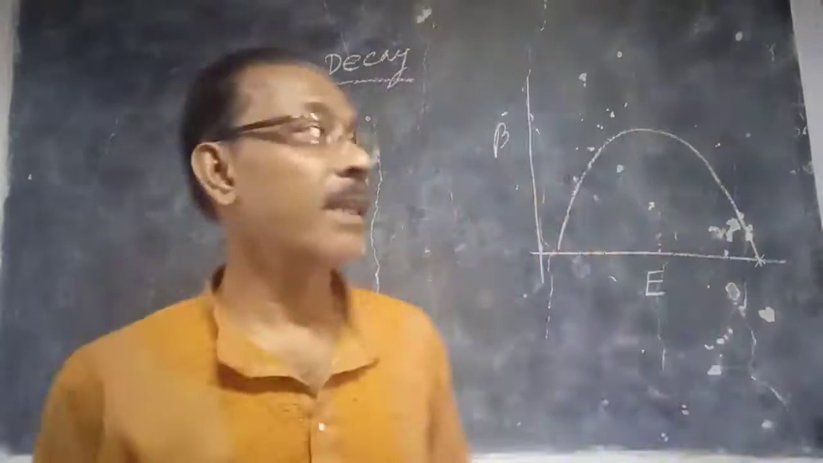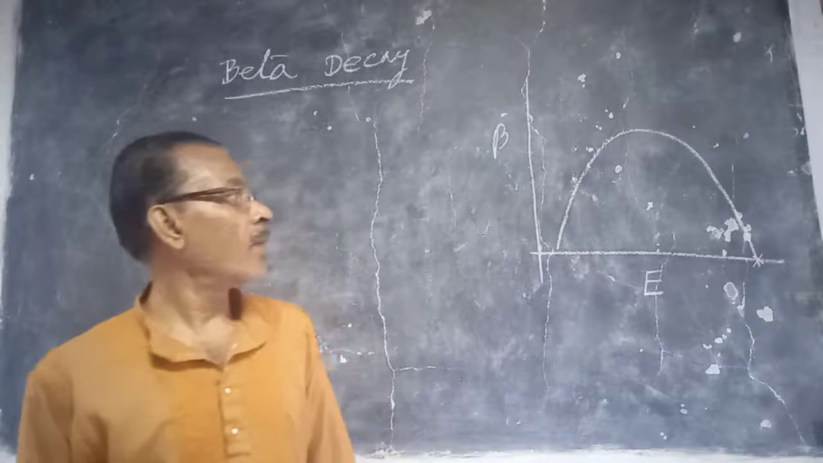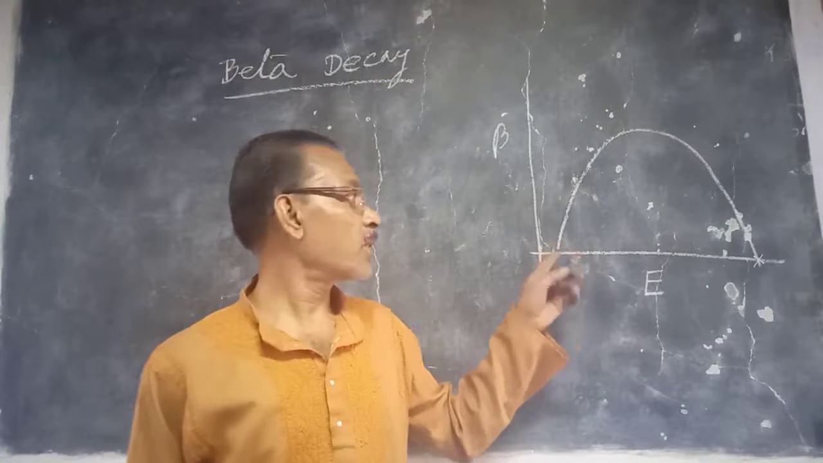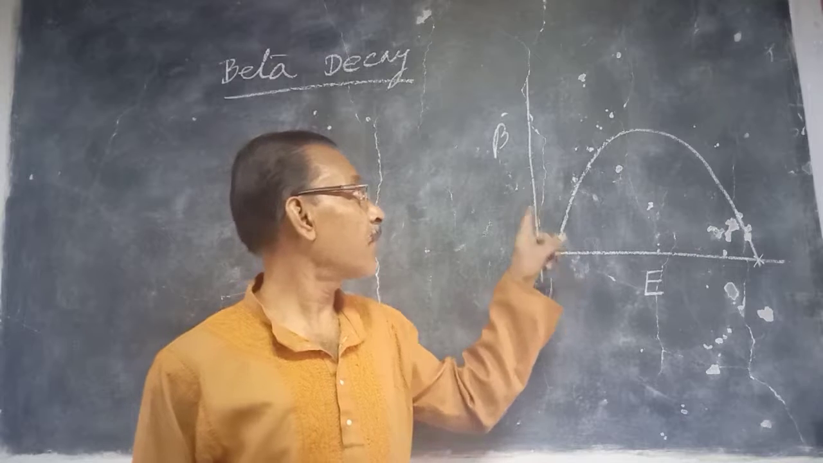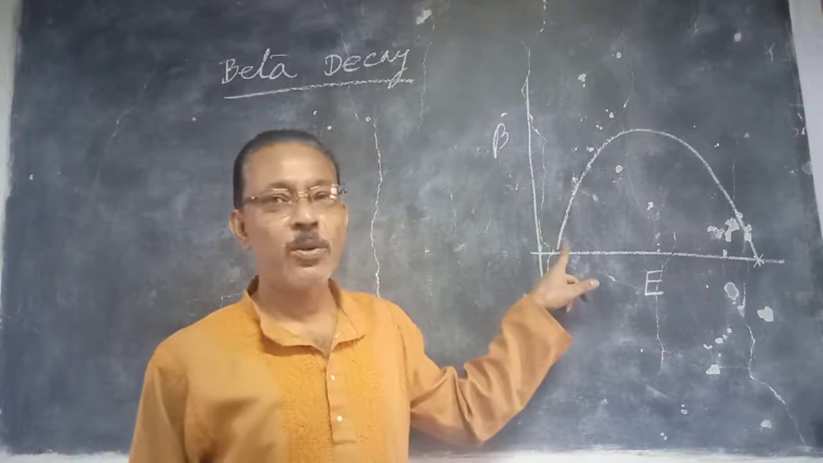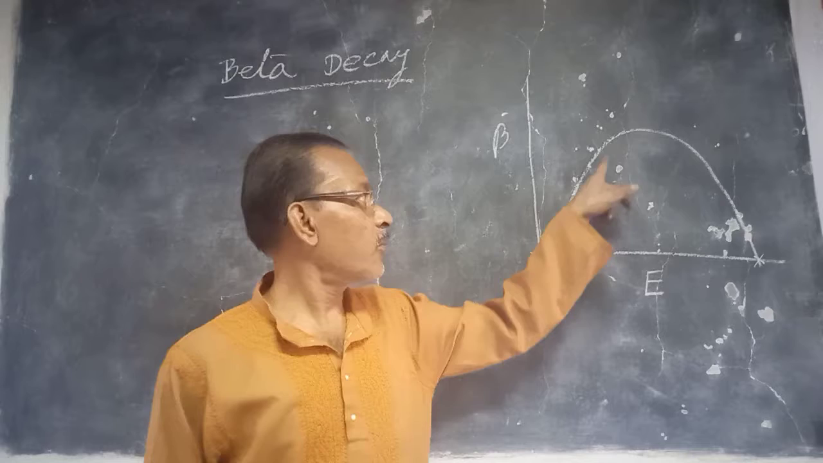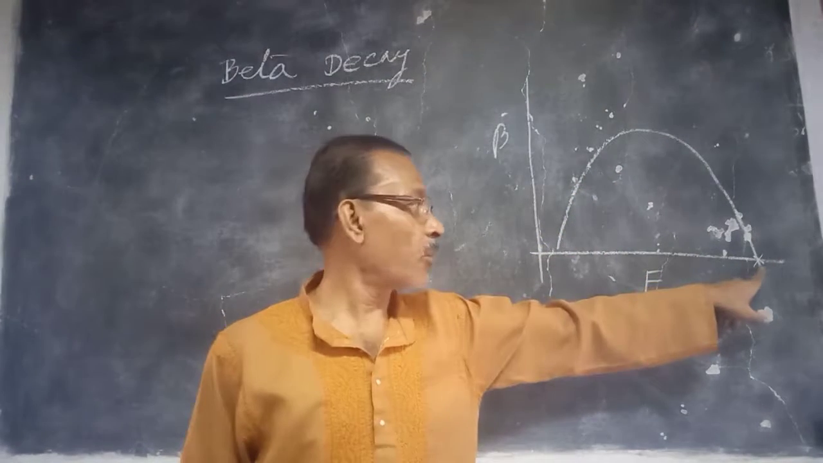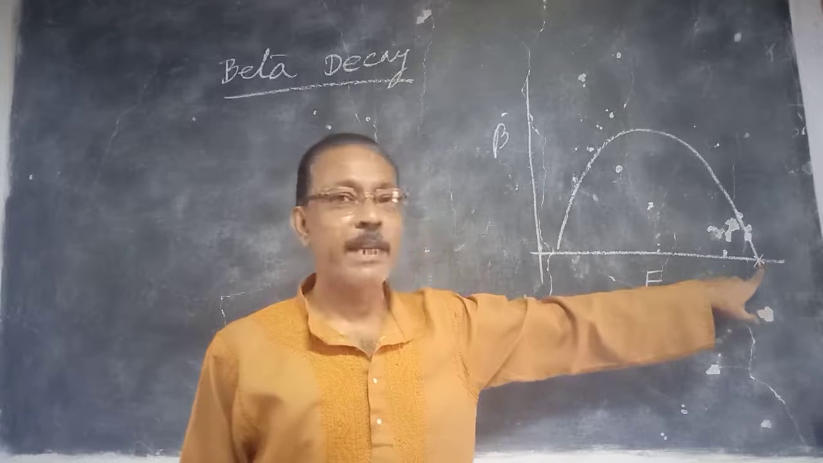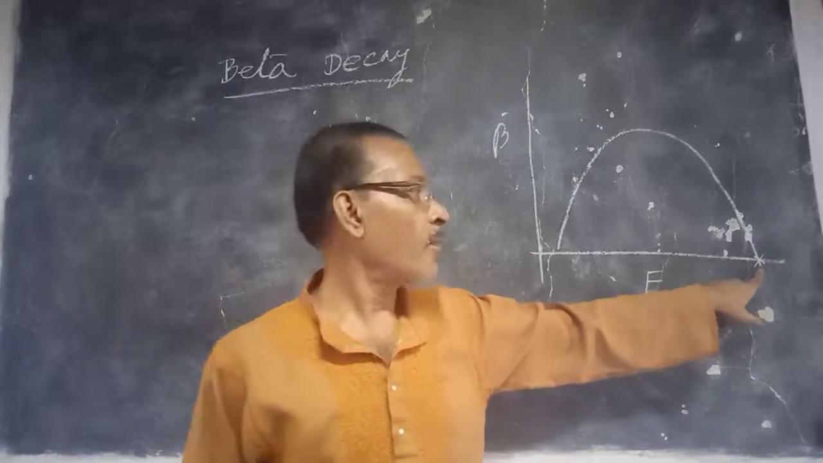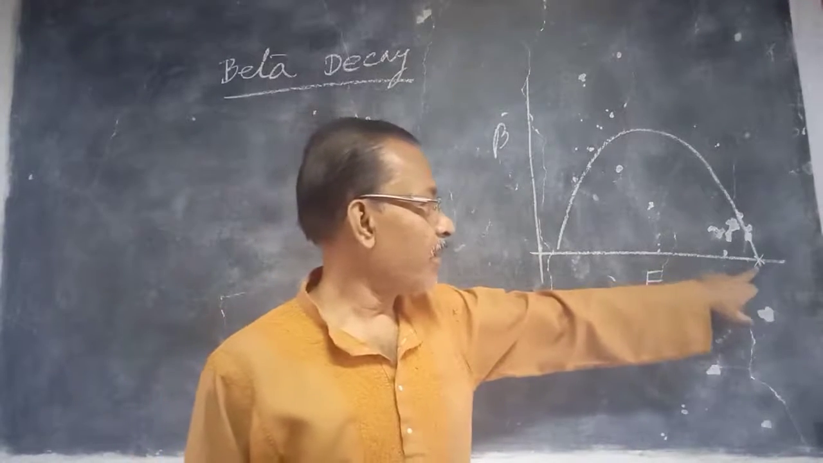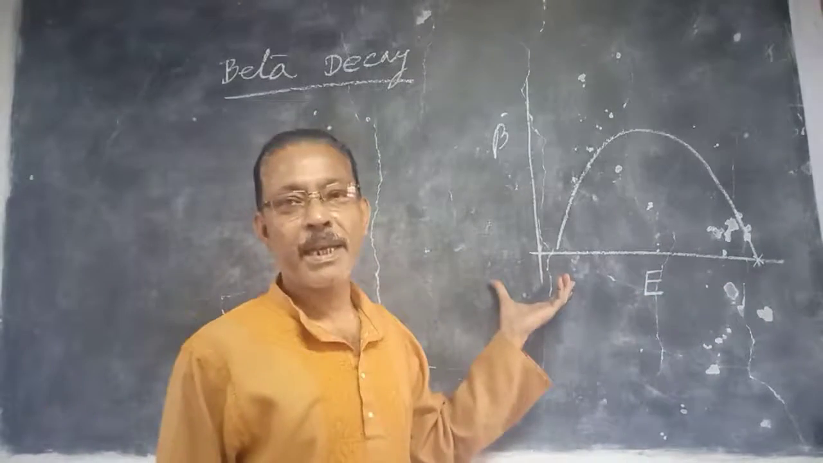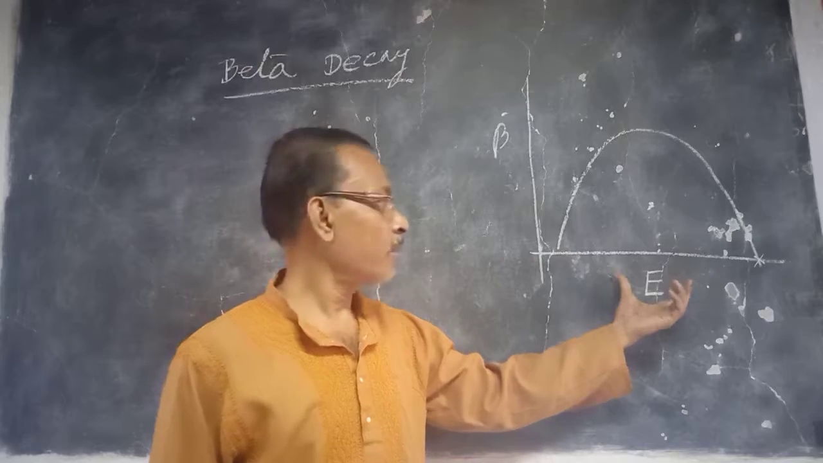Today we shall discuss the beta decay. Now the analysis of the beta spectrum shows that the energy distribution curve starts from a very low energy, passes through a broad maximum and then cuts the energy axis at a certain point. This point is called the endpoint energy, and this endpoint energy can be obtained by taking the mass difference of the parent and the daughter nucleus.